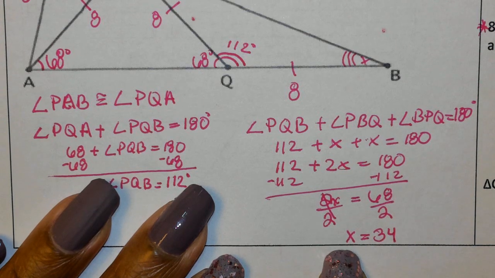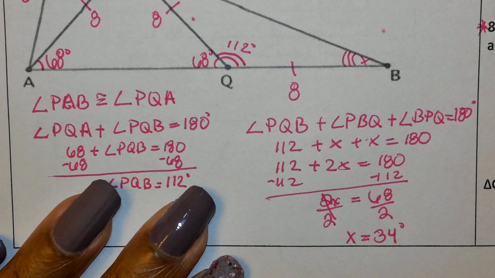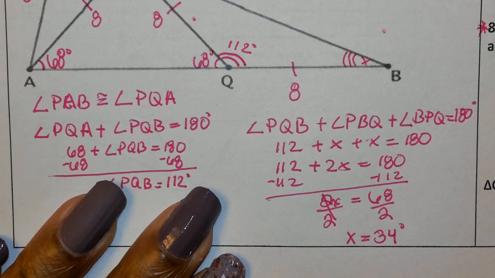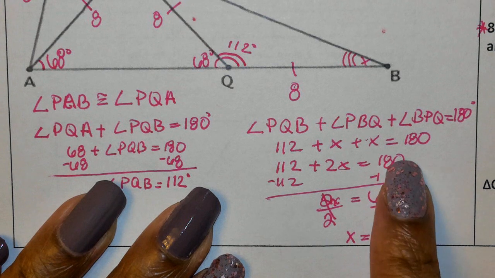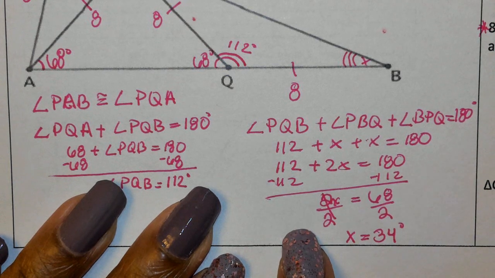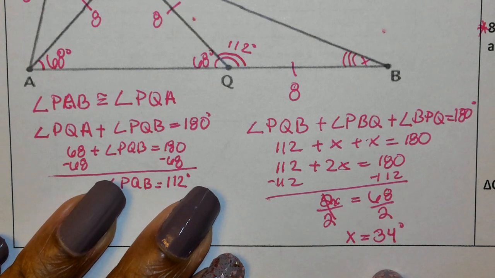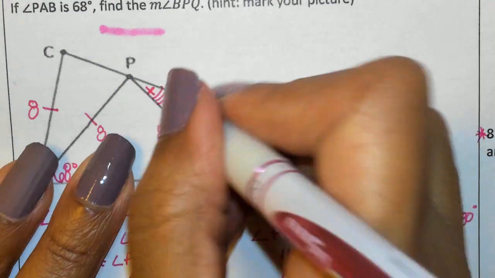Okay? So we know that x is going to be equal to 34 degrees. Now you're probably thinking all we had to do was take 112 and subtract it from 180 and divide by 2. You're absolutely right. And that's what we did. We subtracted 112 from 180 and then we divided it by 2. So that is what we just did. So your answer for this one would be 34. It's a puzzle. You need to take the time to solve your puzzle.